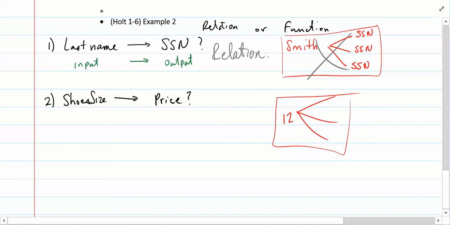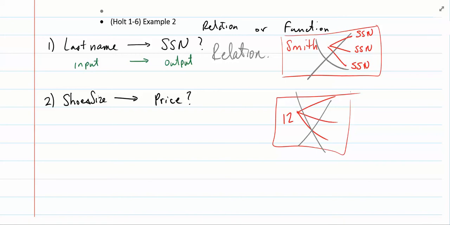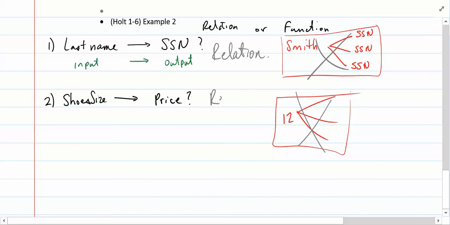And again, this mapping diagram violates our description for a function. We can't have several outputs connected with one input. So we can't say that this is a function. We must say that this is a relation.